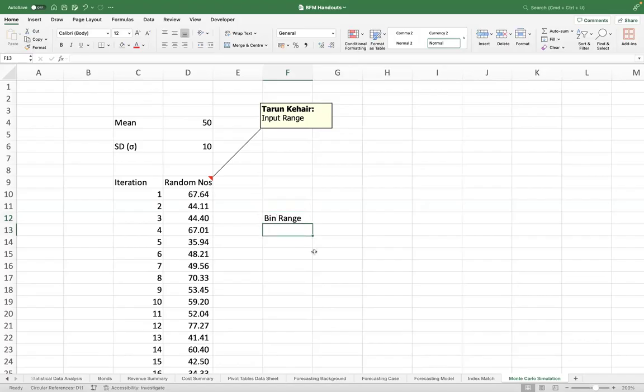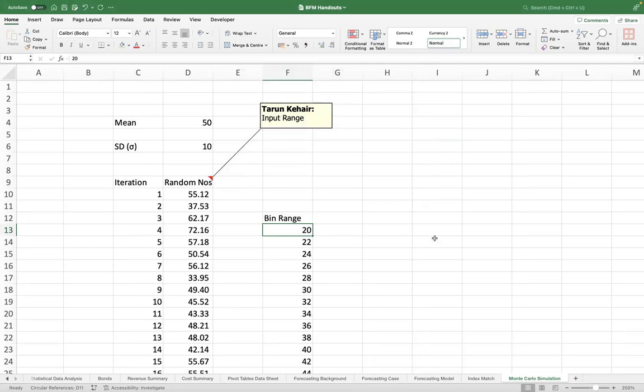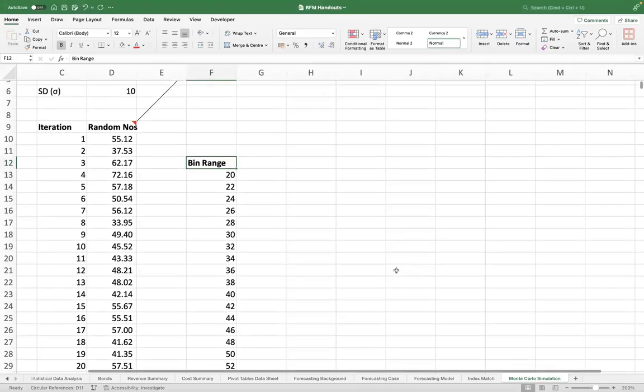Mu plus minus 3 sigma. So I start with 20 and go up to 80. Keep a step value of 2 and a stop value of 80. तो आपका bin range भी create हो गया. Yes or no? So now you have the input range also and the bin range also.